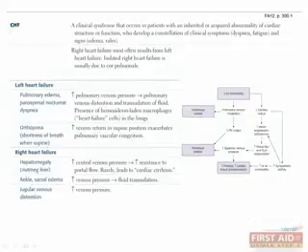It's important to remember that left heart failure and right heart failure can exist simultaneously. In fact, the most common cause of right heart failure is previous left heart failure, because over time pulmonary edema increases the workload on the right ventricle.